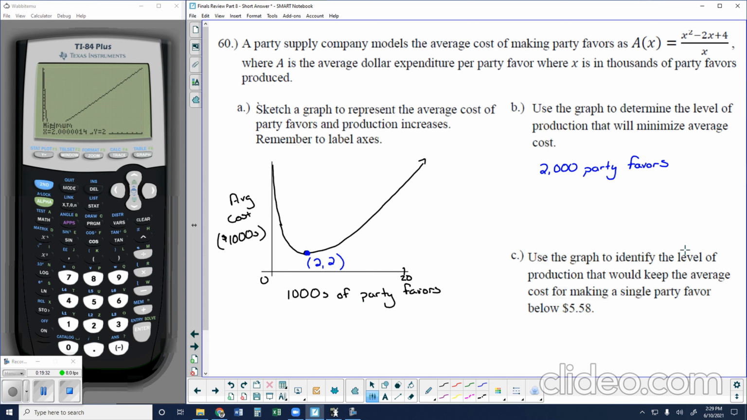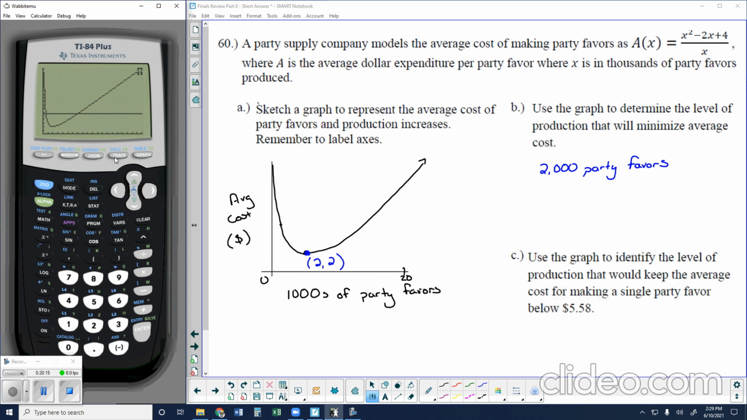C says use the graph to identify the level of production that would keep the average cost for making a single party favor below $5.58. Sorry, the y-axis should be average cost in just regular dollars. So what we're going to do here is graph the line 5.58. And if we find these intersection points, that's going to give us the level of production that would give us the average cost of $5.58.